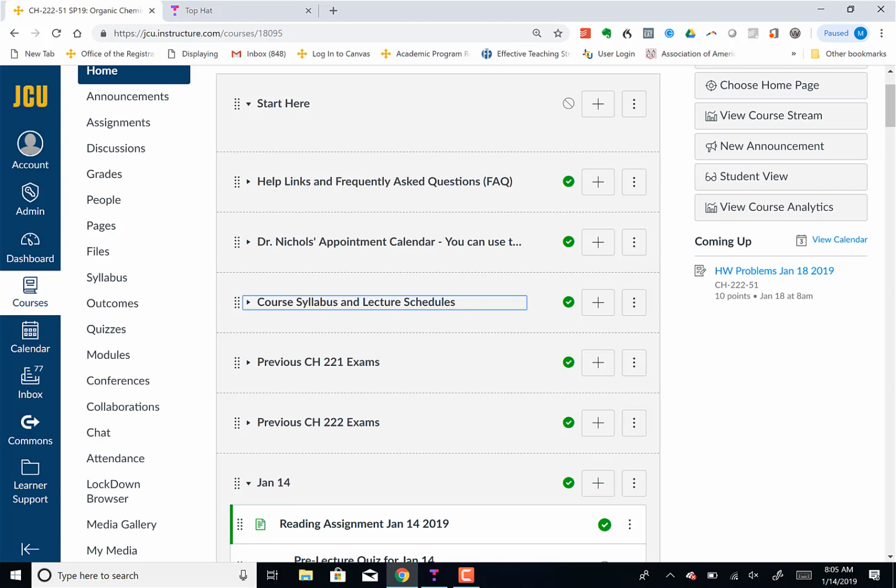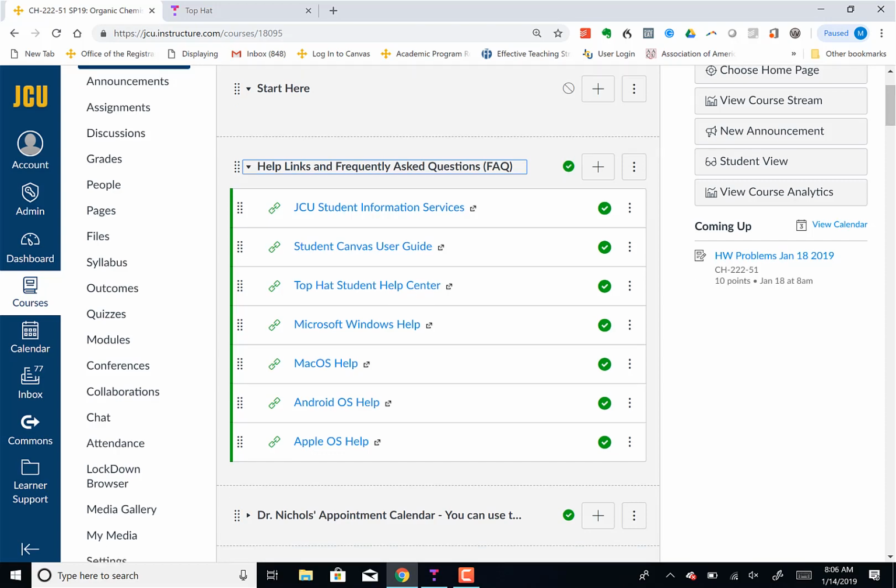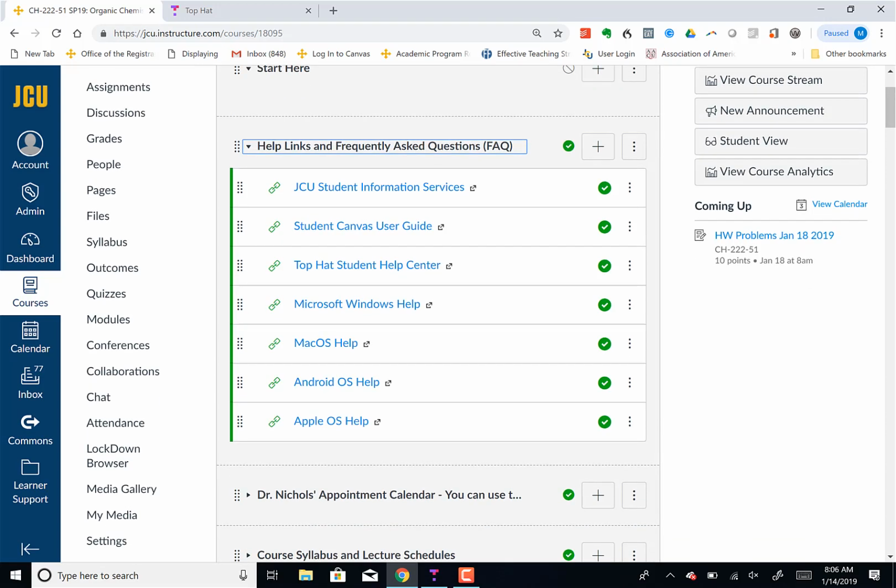As is good practice, we have links for you to get help, which I never would have thought of putting in, except I went to a workshop where they said this is a good practice, so there it is.